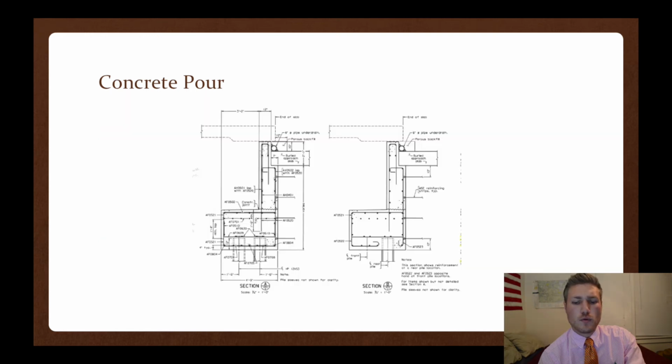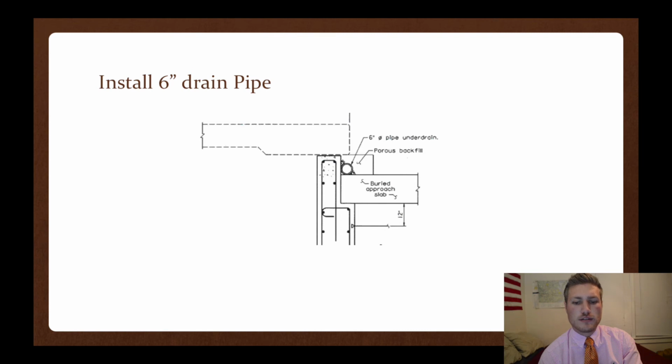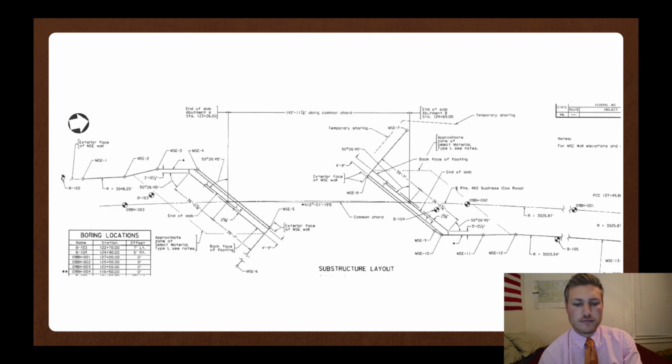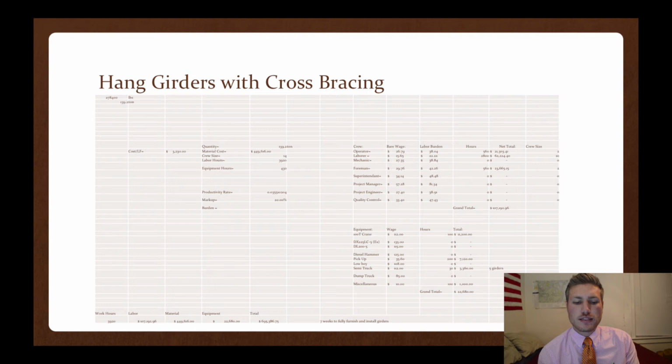For this pour, we'll be pouring the approach slab and the abutments. Once this concrete is dried and cured, we'll install the 6-inch drain pipe which goes on the abutment slab as well as the span itself. I calculated 140 linear feet in abutment A with 180 linear feet in abutment B, totaling 320 linear feet. The porous backfill is applied both to the 6-inch pipe as well as the pipe sleeves talked about earlier in the presentation. Moving on to the next critical activity, which is hanging the girders and the cross bracing.